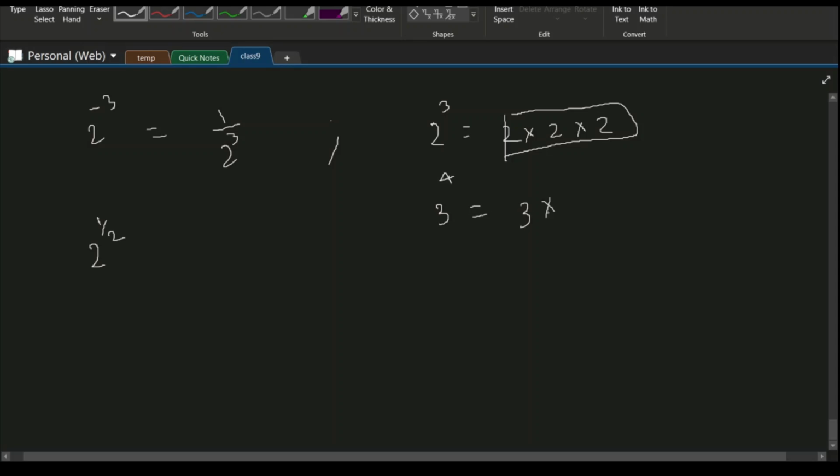Or some example like this, 3 to the power 4. So I can multiply 3 with itself 4 times. See, this is a whole number, right? So we understand this clearly, 4 times or 5 times. But if I put the exponent like this, how can I multiply 2 with itself half times?